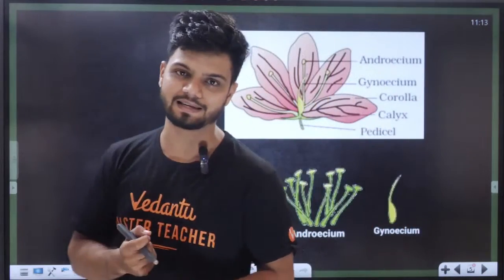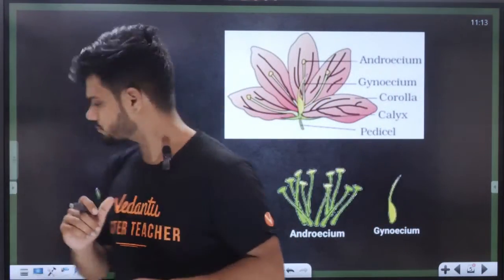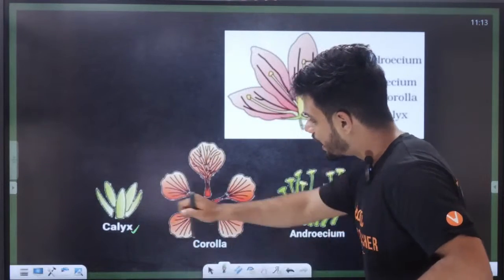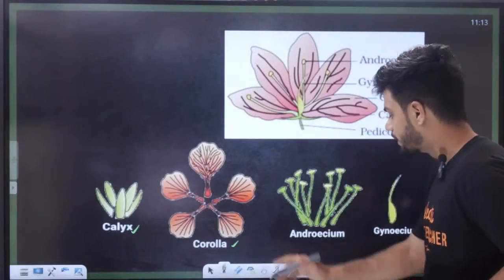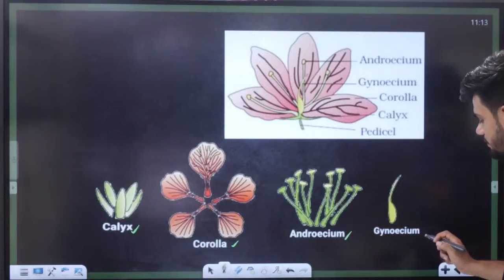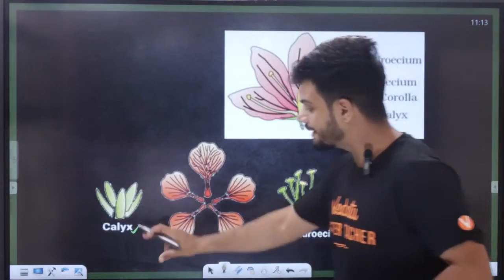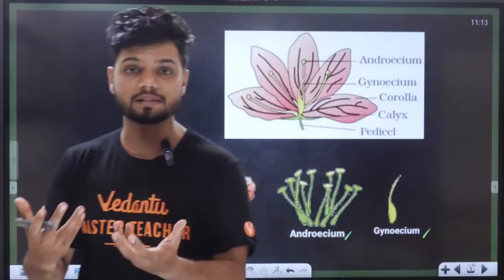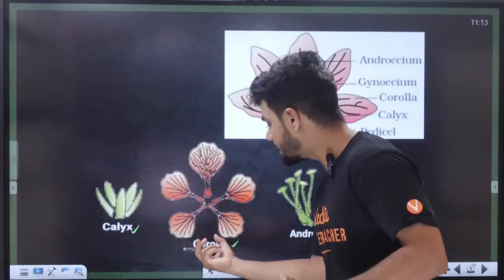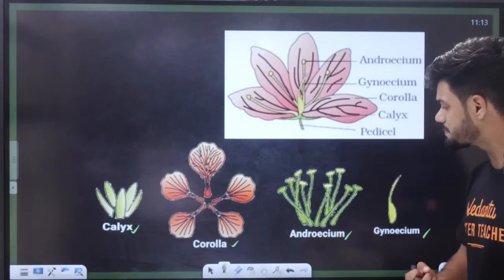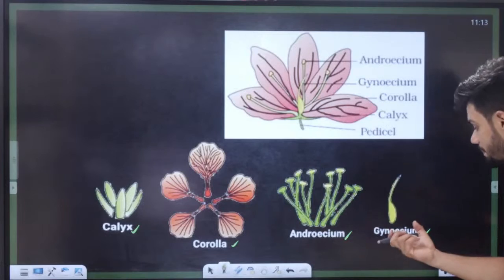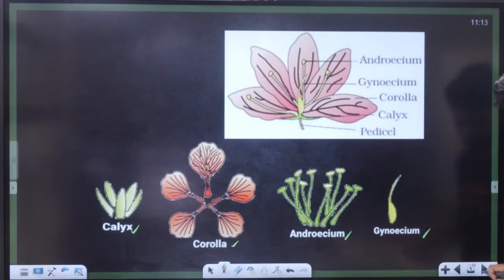The outermost whorl is called the calyx. After the calyx, we have the corolla, then the androecium, and then the gynoecium. Now, what is the calyx made up of? The calyx is made up of sepals, while the corolla is made up of petals. The androecium is made up of stamens, and the gynoecium is made up of the pistil.